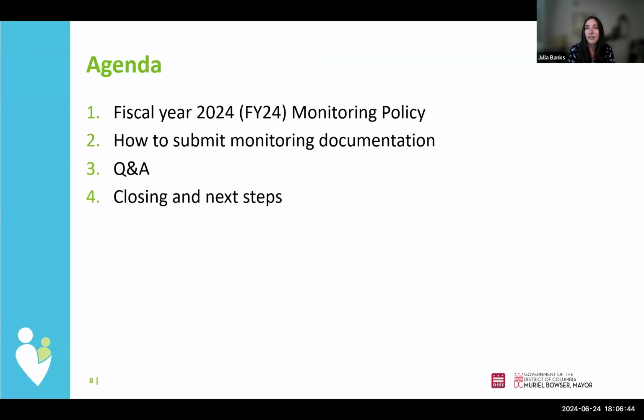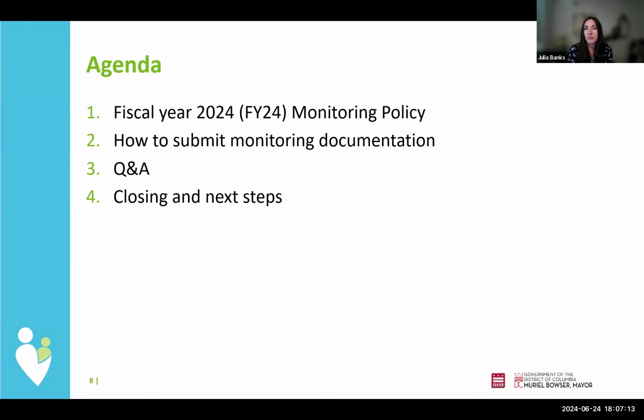I'll repeat that again. The monitoring process we will walk through is for childcare providers who do not participate in the subsidy program. Most childcare providers who participate in the subsidy program and the Early Childhood Educator Pay Equity Fund will be monitored for compliance with requirements of both programs in the fall and will receive more information about the process for doing so later this summer.